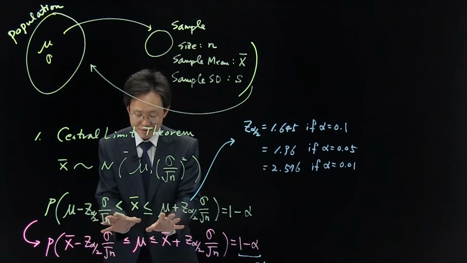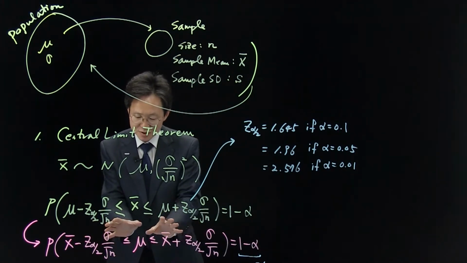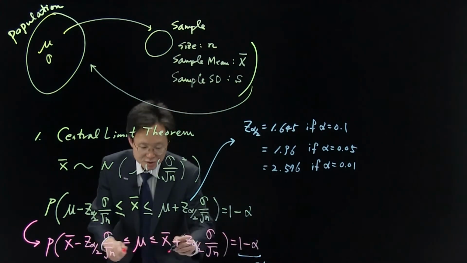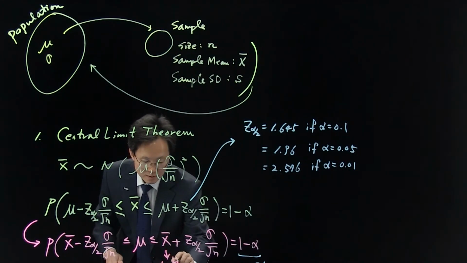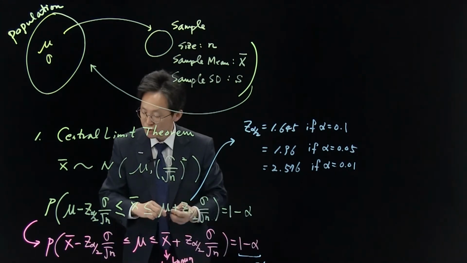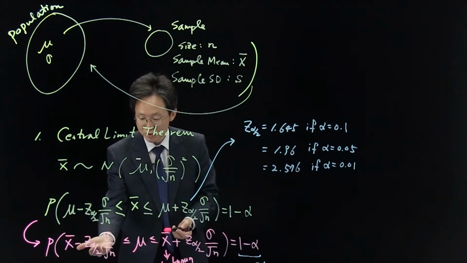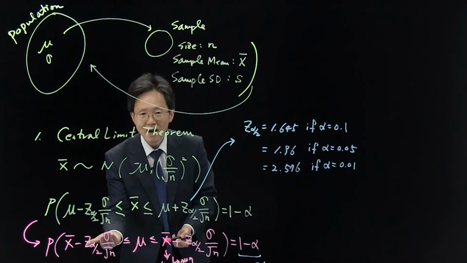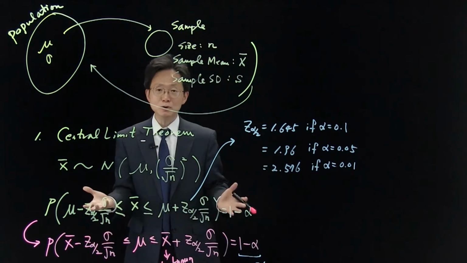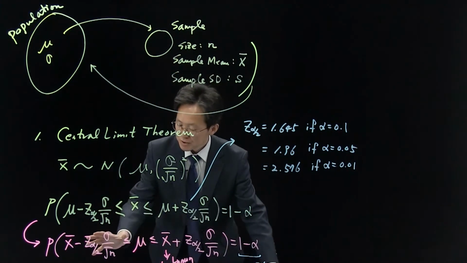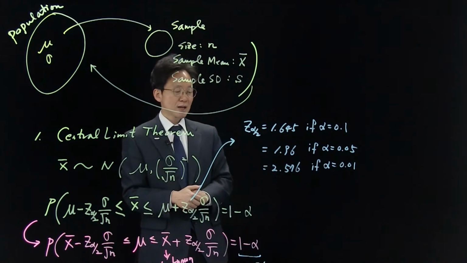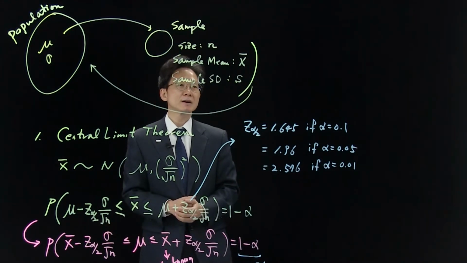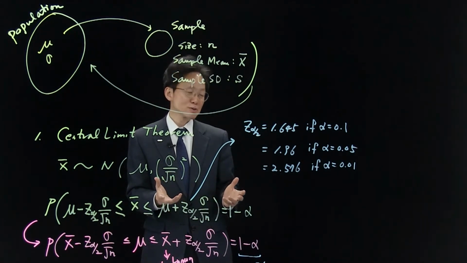But as you can see, the equation itself is not complete yet because this is unknown, right? We already know x bar, we already know z alpha over 2, we already know n, the sample size. But we do not know the true value of sigma. Sigma is also unknown, so somehow this equation is incomplete. Therefore, we need to use something else instead of sigma.